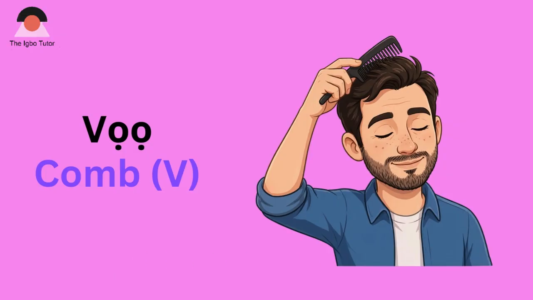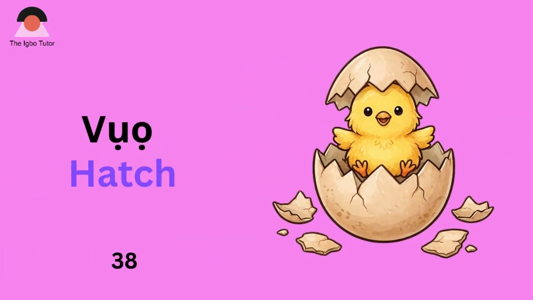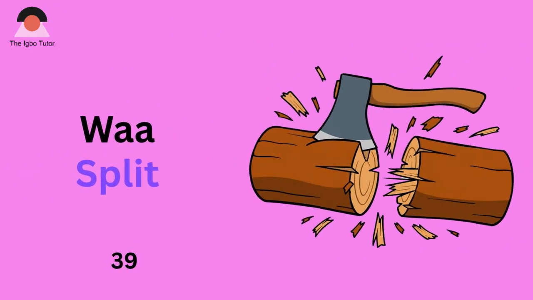37, mvo, comb. This is the verb part of it. Ivo is to comb. Ivo is comb. All right. Mvo is the noun itself. That is the comb. 38, vo, hatch. The verb. Vo, hatch.